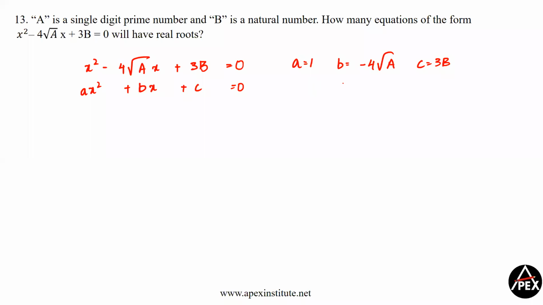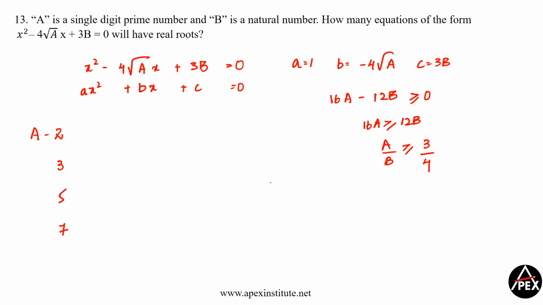So the discriminant will be b square minus 4ac, so 16a minus 12b. This should be greater than or equal to 0. So 16a should be greater than or equal to 12b, or a by b should be greater than or equal to 3 by 4. And given that a is a single digit prime number, the values that a can assume will be 2, 3, 5, 7.